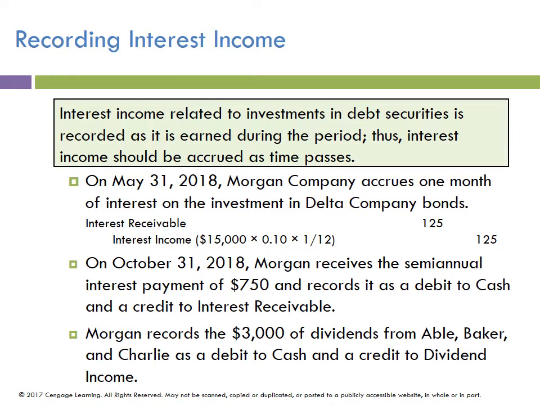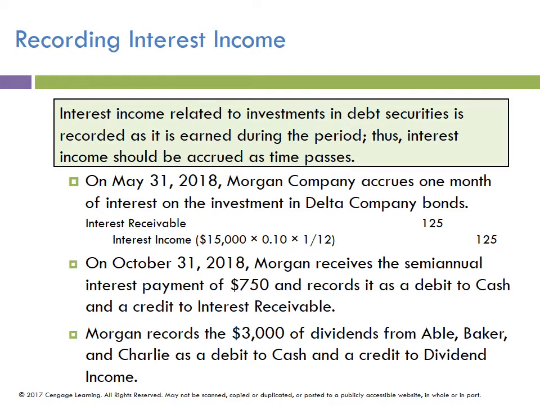Sorry, just give me a second. Oh, the assumption is that they have been accruing interest every month since they bought it. If they've been accruing the interest every month at the end of the month, June, July, August, September, then when they do receive the interest payment, they'll debit cash and credit interest receivable. If they haven't been, then a portion of that needs to be recorded as interest income.